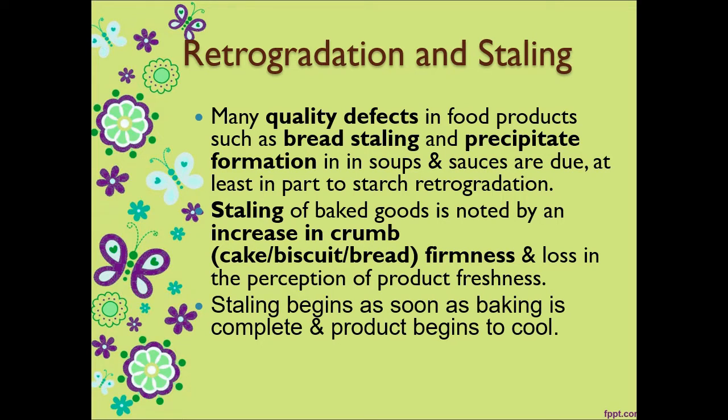Due to the retrogradation process. Similarly, for precipitate formation in soup, for example, when you go to Pizza Hut and you order soup, the soup when it cools down, you will notice the formation of a solid layer on the top of the soup, right? So that is the precipitate formation due to retrogradation of the starch in the soup.